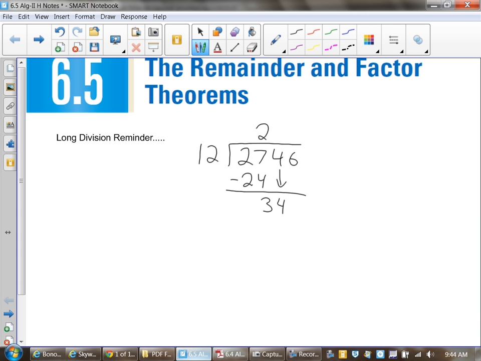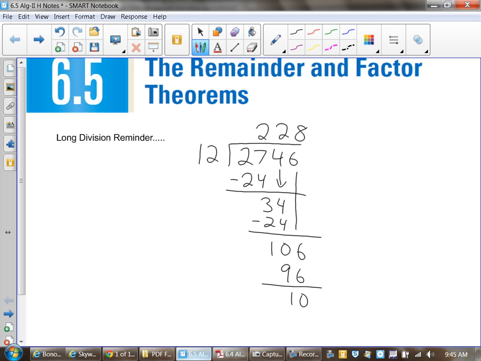How many times does 12 go into 34? 2 again. So we had a 24 again. Subtract it out. We get 10. Bring down the 6. We have 106. Now, how many times does 12 go into 106? 9 is 108, so it would be 8 then, right? 8 times 12, that's 96. Yeah. I'm left with 10.